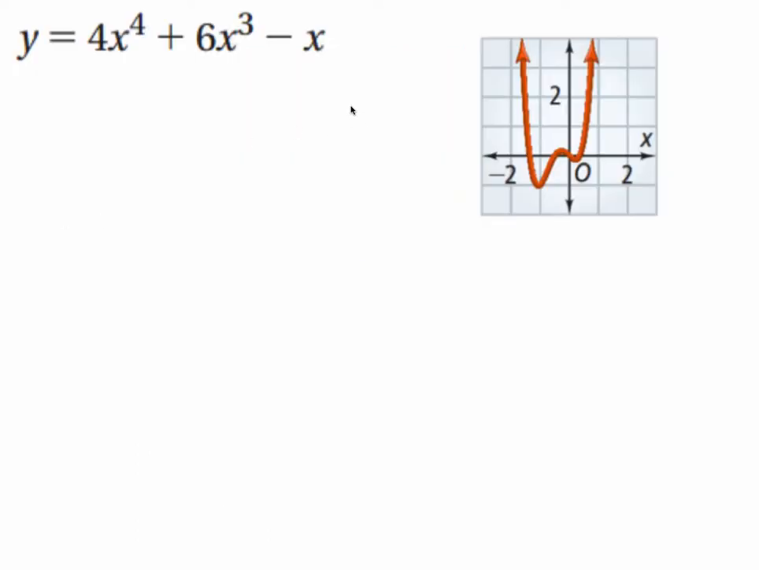So let's look at this equation right here. y is 4x to the 4th plus 6x cubed minus x. Just looking at the leading coefficient, since the leading coefficient is positive and even, we know it's going to be up and up. So the end behavior, we're going to say, is up and then up. This is the left and this is the right.